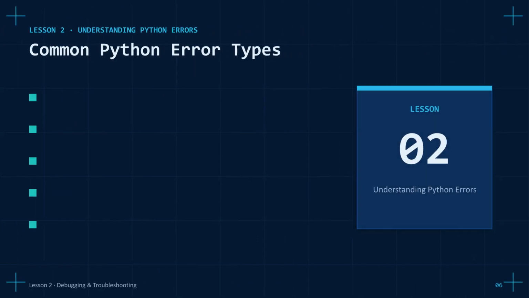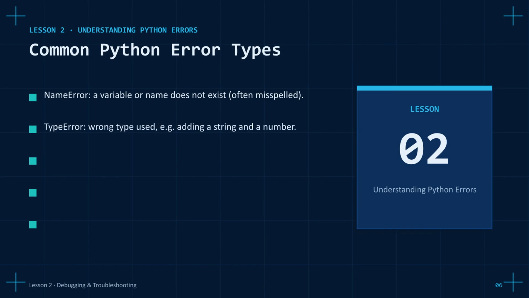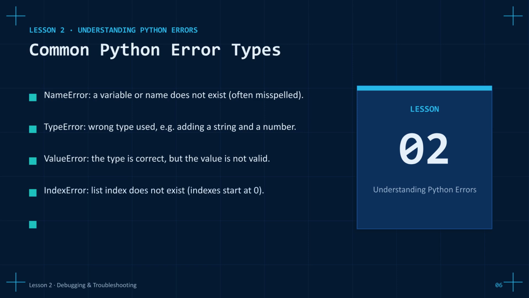Here are the common error types you'll meet. A name error means a variable doesn't exist, often from a typo. A type error means you mixed incompatible types. A value error means the type is right, but the value isn't valid. An index error means a list position doesn't exist, and a key error means a dictionary key is missing. Learn these to diagnose faster.